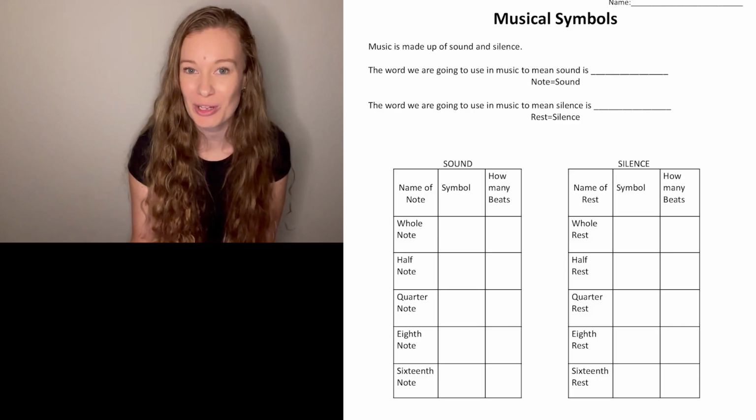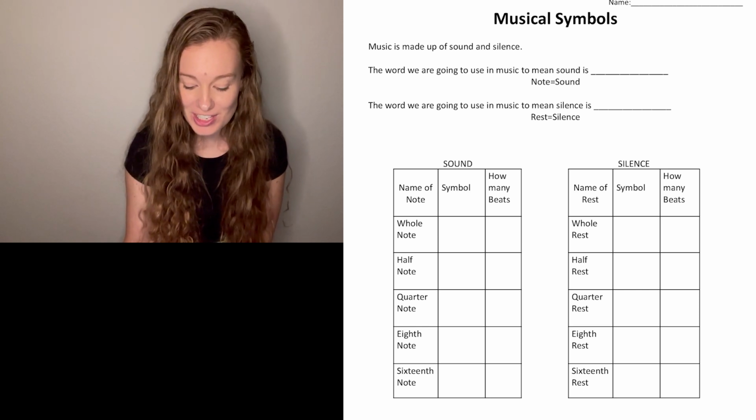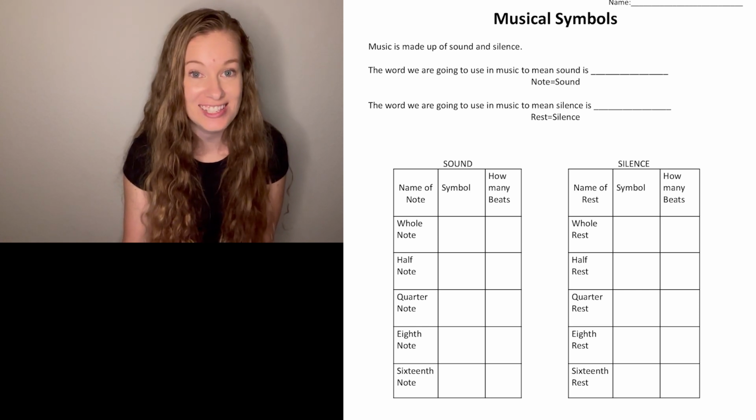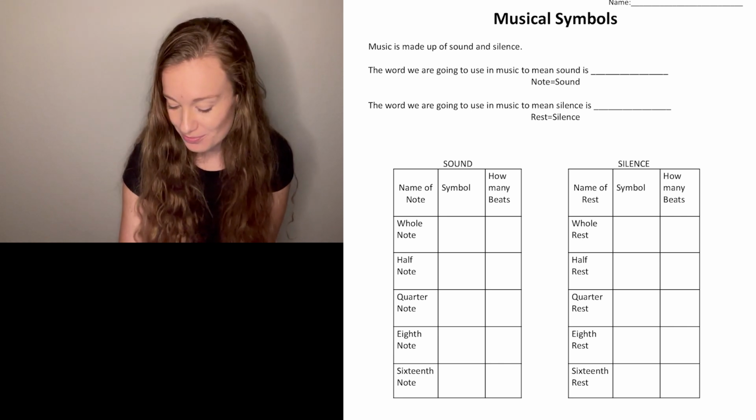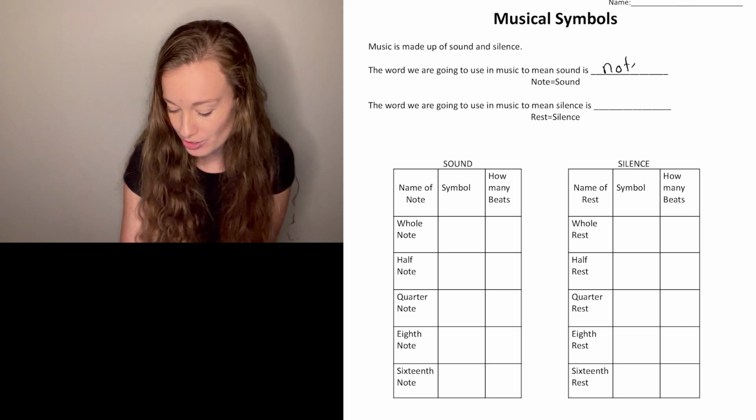Today we're going to be going over musical symbols. So get your worksheet and follow along. Up at the top it says music is made up of sound and silence. The word we're going to use in music to mean sound is going to be note. So in that blank we're going to write the word note.